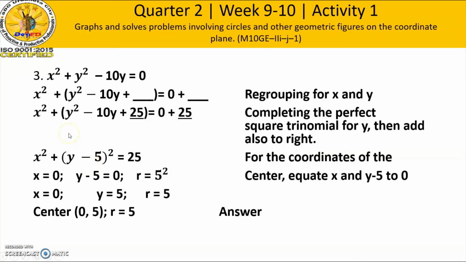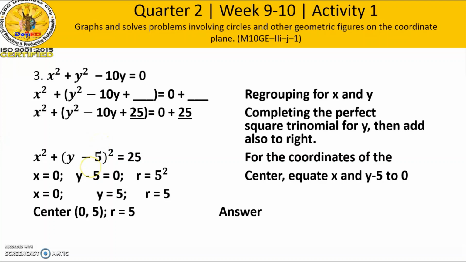Number 3. x squared plus y squared minus 10y equals 0. Again, regroup the terms with respect to the similar variables x and y. So we have x squared plus the quantity y squared minus 10y equals 0. So we have to complete the trinomial square for the variable y. So we must add 25 to the left side and the right side of the equation.